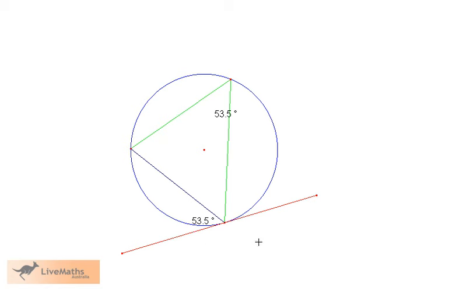Here we have a circle, a tangent, and a chord. We have an angle between the tangent and the chord, and we can see it's 53.5 degrees. This angle standing here is also 53.5, and note that it's the angle standing on the arc which is cut off by the chord.